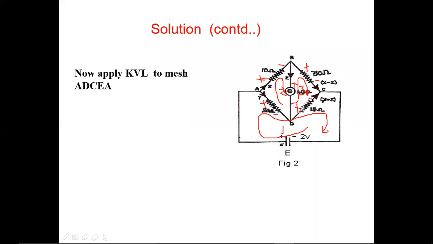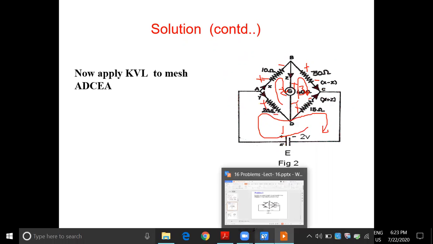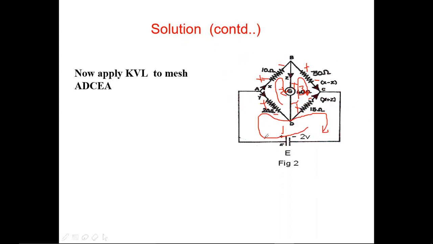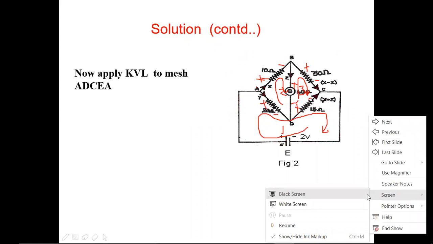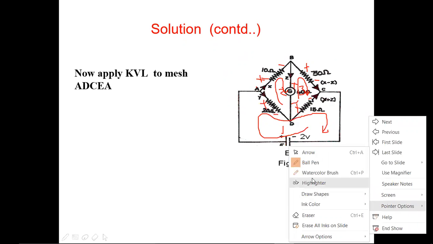For this positive and negative, the sign is already given in the question itself. Now your job is to write the loop equation for this loop one. This loop one is nothing but A. So let me change this marker, then you can easily identify the marks.